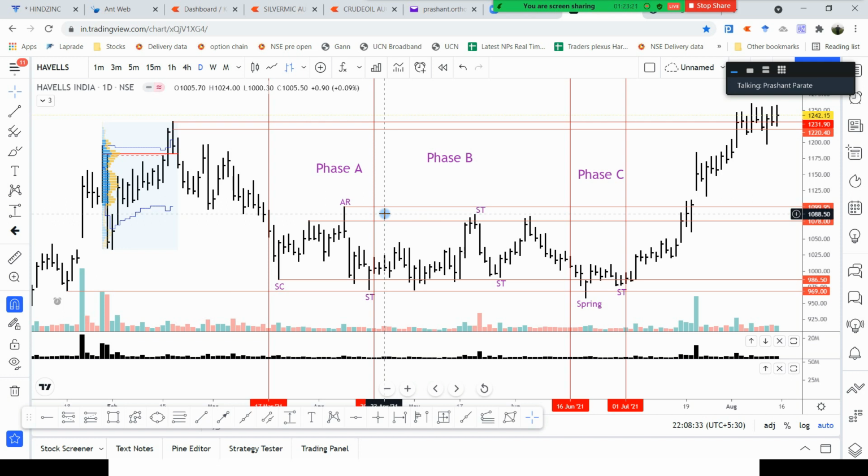And I never take a breakout trade at the highest level. In this one I had taken a spring, retest and breakout of this level, where I thought that it is going into phase D of the Wyckoff phases. So that time I took a breakout. I do not take a breakout at this level or this level.